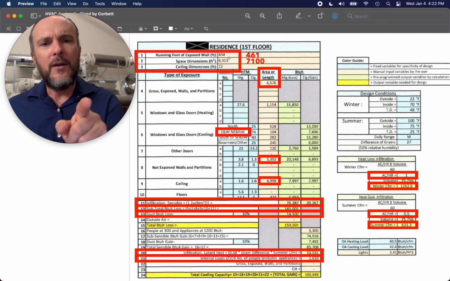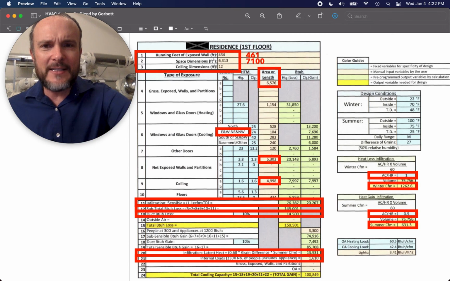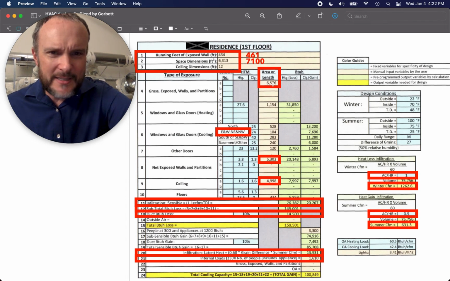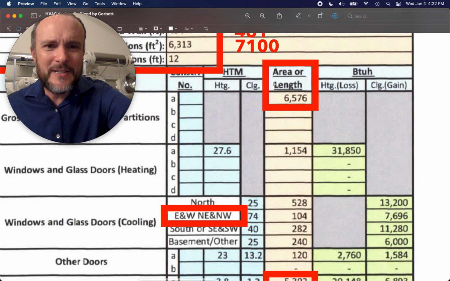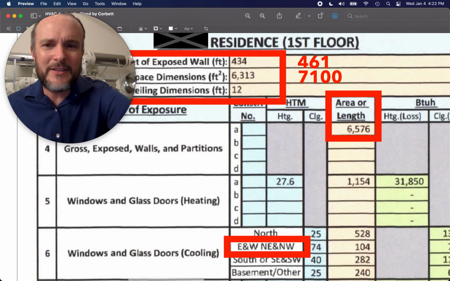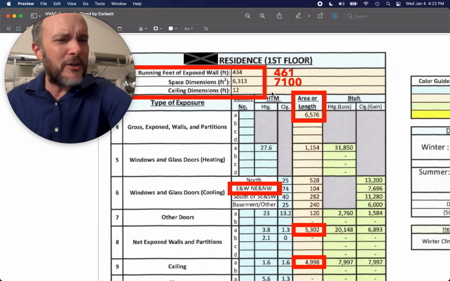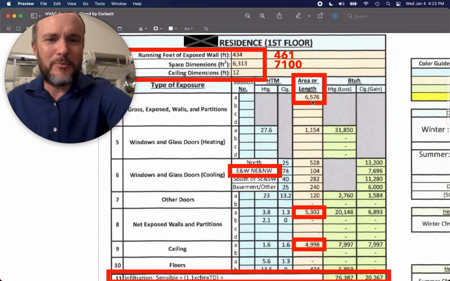So what we want to look at here is that the ceiling dimension is 12. It is a 12-foot ceiling on the first floor. That's fine. But this number and this number are not the same. The 6,576 gross exposed walls and partitions is not any combination of these things added together or anything like that. So I'm not sure where that math comes from. It looks like two separate inputs.